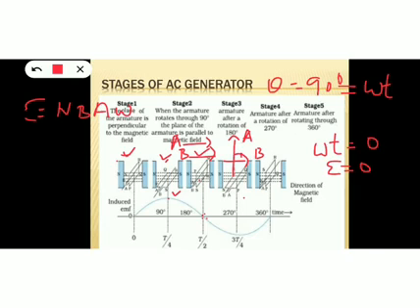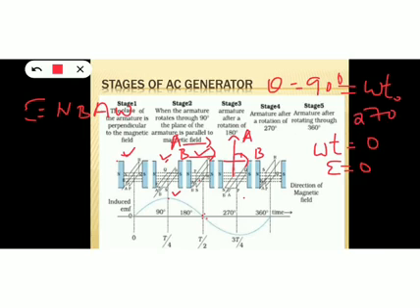So if it is 90 degree, here it won't be 90 degree now. Why? Because the coil has rotated by an angle of 270 degree. So omega t will be equal to 270, and when omega t is 270, that is 3 pi by 2, sine 3 pi by 2 is minus 1.